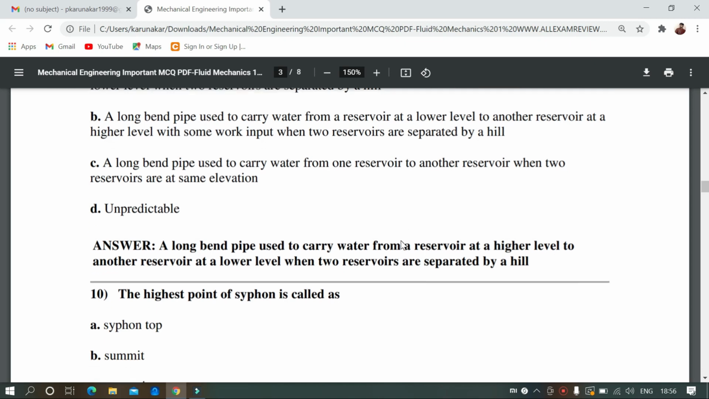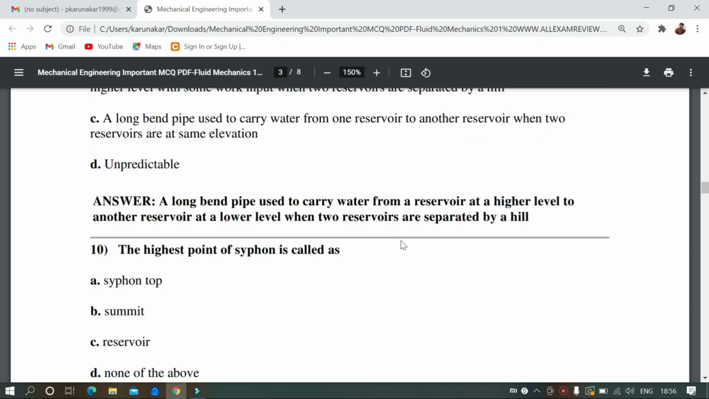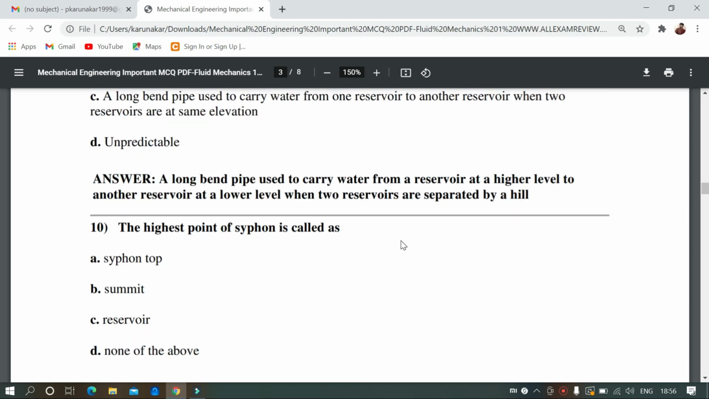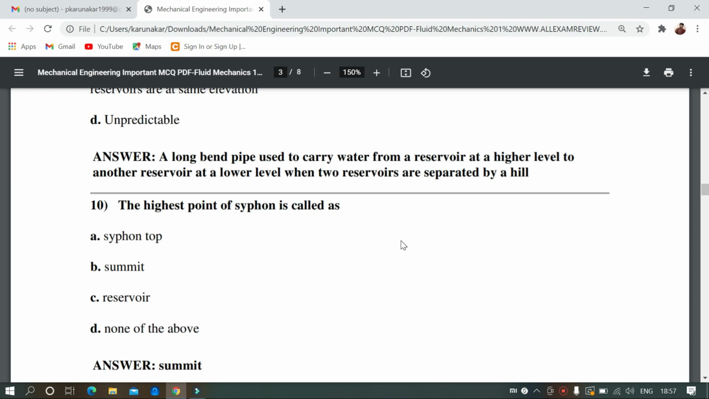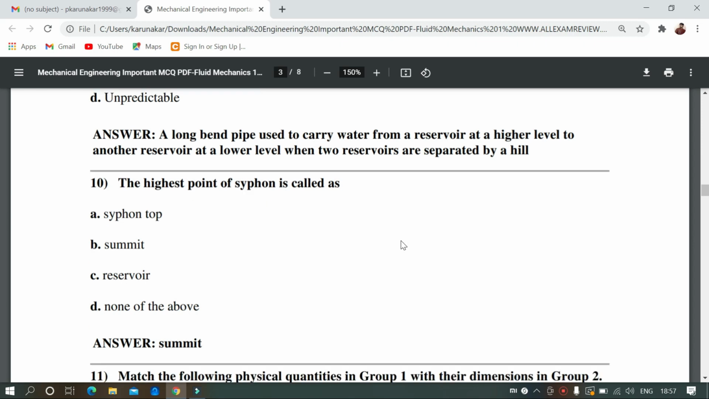And question number 10: the highest point of a siphon is called as? In a siphon there are points, so every tube has separate points, right? The highest point and the lowest point. The options are siphon top, summit, reservoir and none of the above. So the correct answer is summit. So guys, in fluid mechanics this is a very important question: what is the highest point of a siphon called?